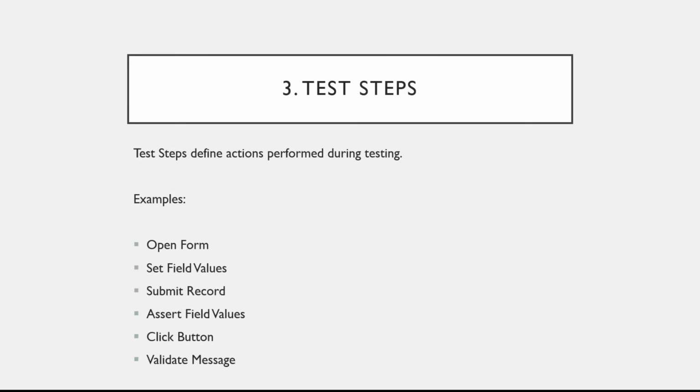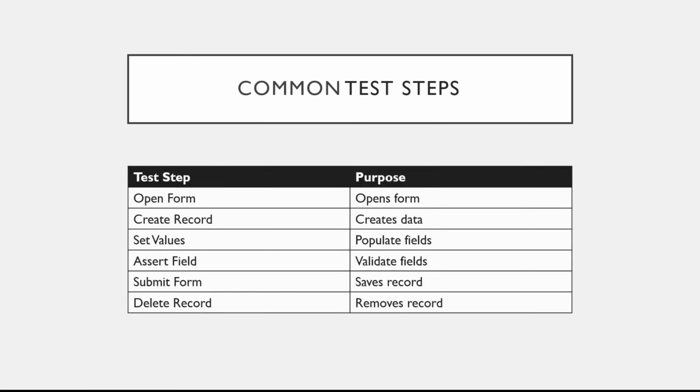The third thing is test steps. Test steps define actions performed during the testing process. For example, we need to open a form, set the field values, submit the record, assert field values, click a button, and validate the messages. The common test steps are open form, which is used to open the form, create record to create the data, set values to populate fields, assert fields to validate the fields, submit form to save the record, and delete record will remove the record.